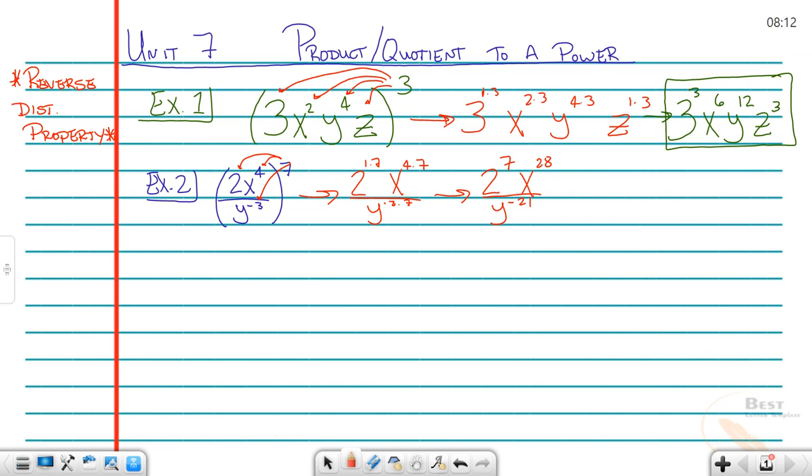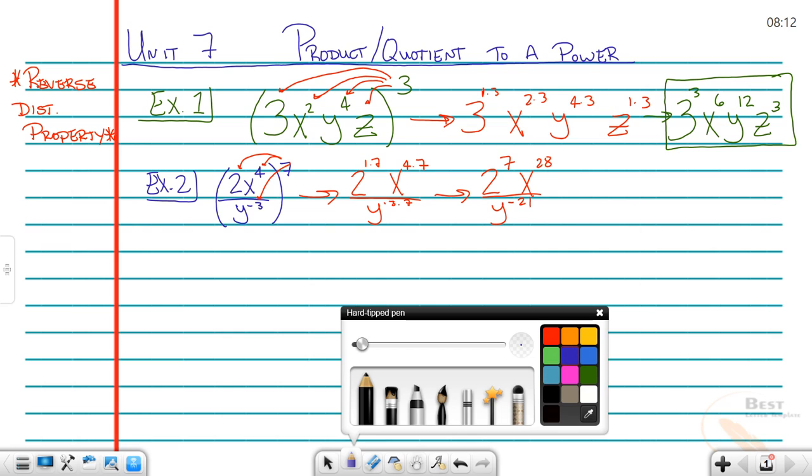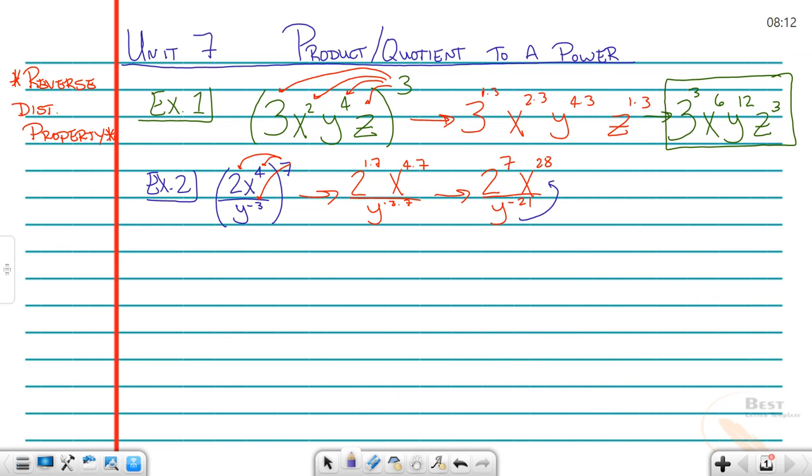We just flip it, okay? Now we don't flip this whole entire thing. The only thing you flip is that exponent. So I'm going to take that exponent, and I'm just going to flip it up here. And once I move it up there, it makes it positive. So it'll give me a final answer of 2 to the 7th, x to the 28th, y to the 21st power.